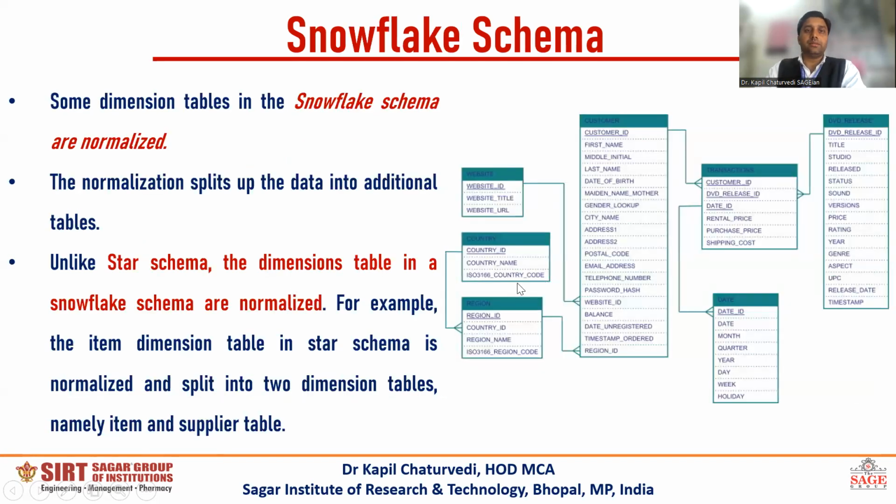Now, the second schema is the Snowflake schema. Keep in mind, the Snowflake schema is a normalized form of the star schema. Some dimension tables in the Snowflake schema are normalized. This is the key thing you have to keep in mind to remember the Snowflake schema. So go to the diagram. We can see here a customer table, a website table, a country table, a region table, a transaction table, a date table, and a release table.